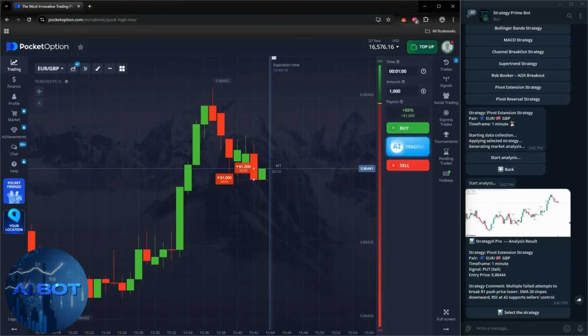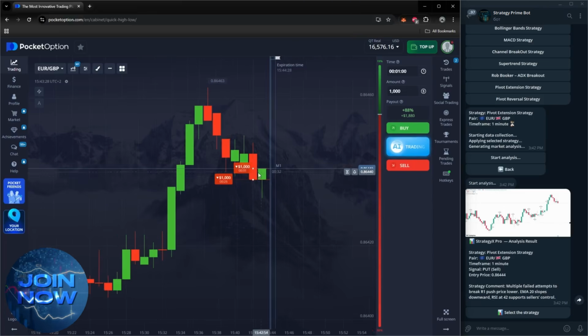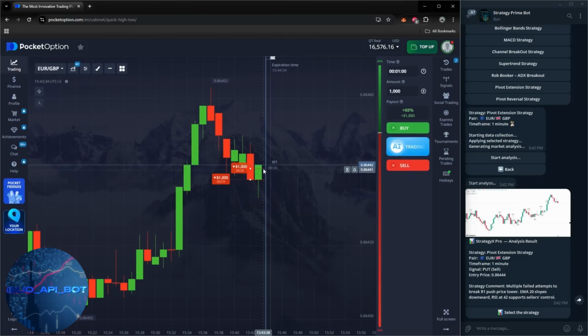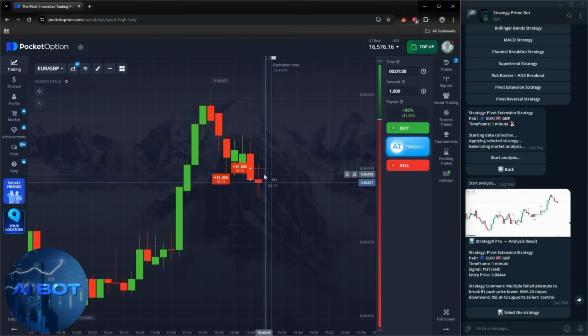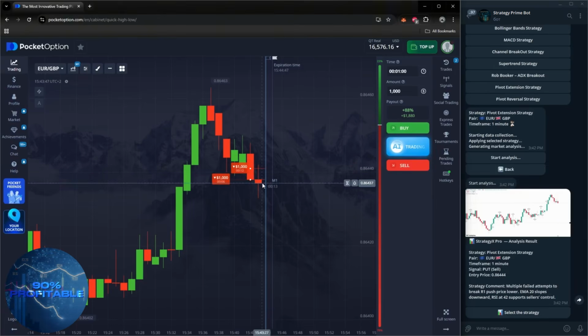Let's read into it. Multiple failed attempts to break R1 pushed price lower, EMA 20 slopes downward, RSI at 42 supports sellers controlled. As you can see, there is a lot of movement and rejection. However, I'm actually expecting us to get this win, or at least one of these. It is fine to lose sometimes. As I say, this tool is not a solution to all of the trading. However, you can ease up your trading journey much more if you use this tool correctly.